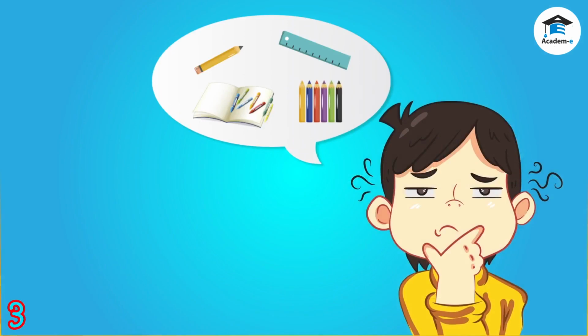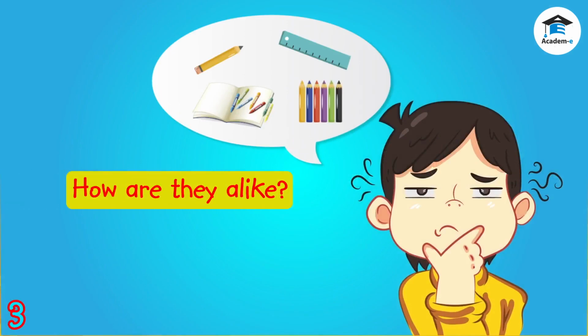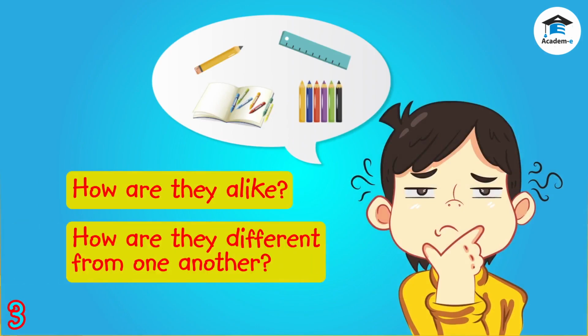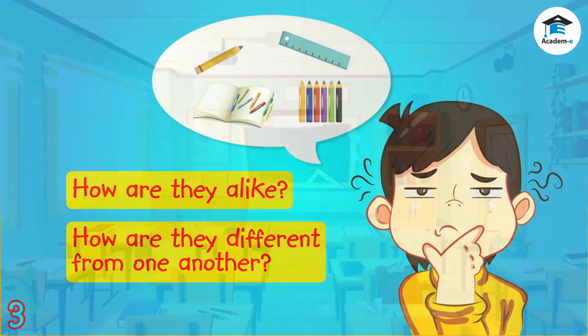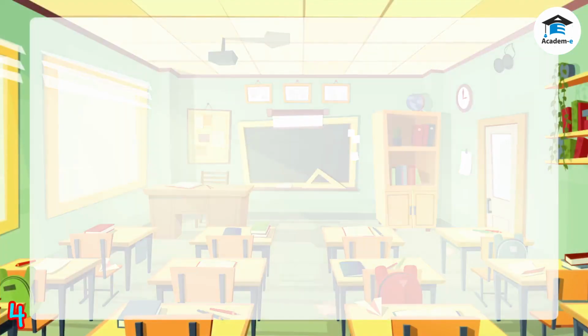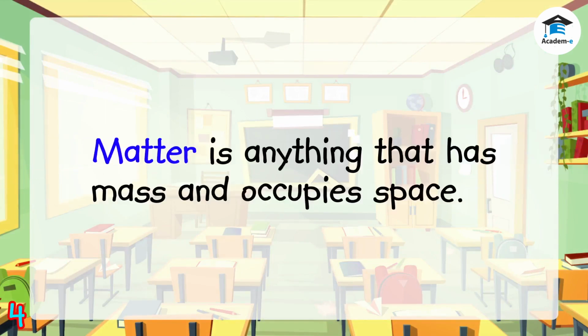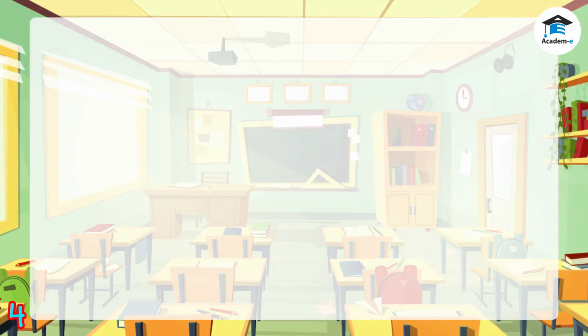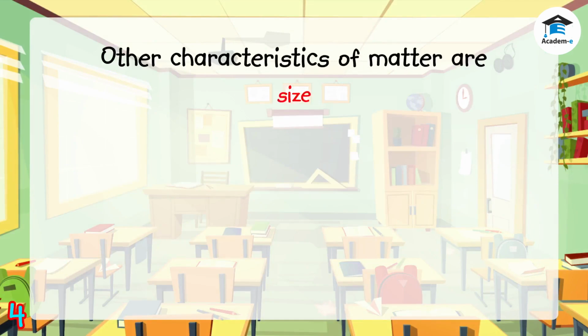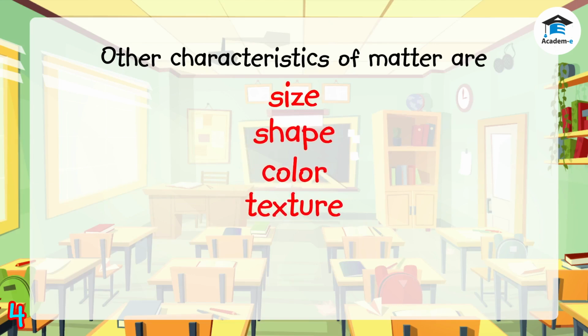Think of the things you use or see every day. How are they alike? How are they different from one another? All these things are matter. Matter is everywhere. Matter is anything that has mass and occupies space. Other characteristics of matter are size, shape, color, texture, taste, and odor.